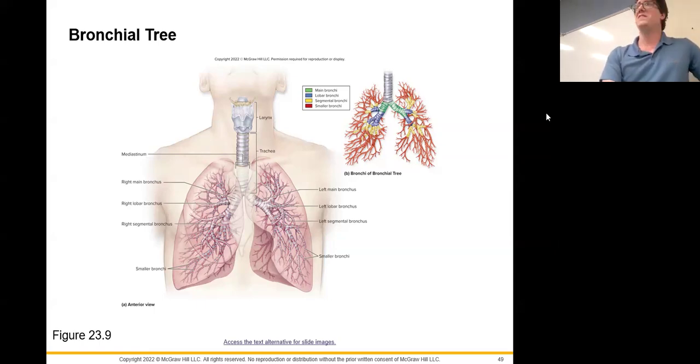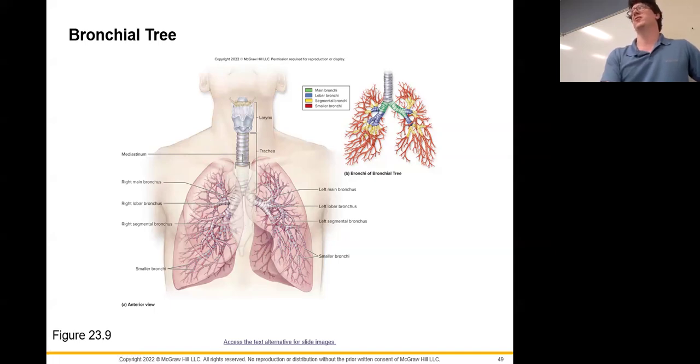Okay. Now, the left side is a little different. Notice that the left side has to take a hard left turn into the left lung. Why does it have to take a little bit more extreme path than on the right side? What's right here? The heart. Exactly. So the left side has to deal with the heart a little bit more. So we have a more harsh turn off into the lungs. So we only have two lobes over here, so we only have two lobar bronchi on the left side.